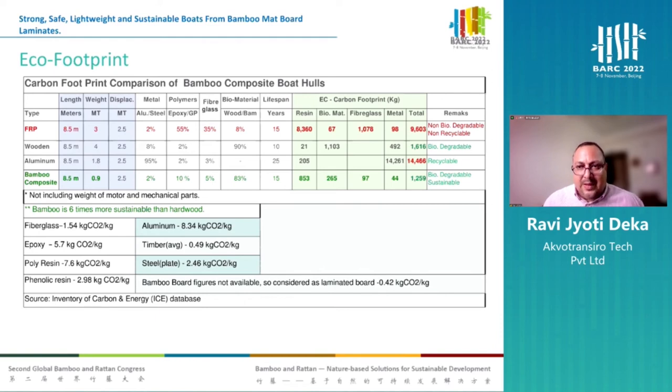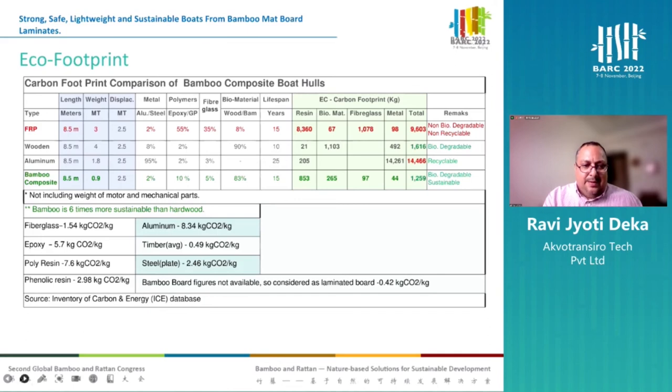On top of it, bamboo is 6 times more sustainable than even hardwood. And as our boats are 85% made from bamboo, they are 85% biodegradable. So we can even use them as firewood at the end, or they can just be left to rot and the biological process will take care of it. Plus, our process has virtually, I won't say zero waste, but very, very low waste, much less than a fiberglass boat. So it has a low carbon footprint. It is much lighter weight, so it has much lower emissions. It's biodegradable and virtually waste-free.